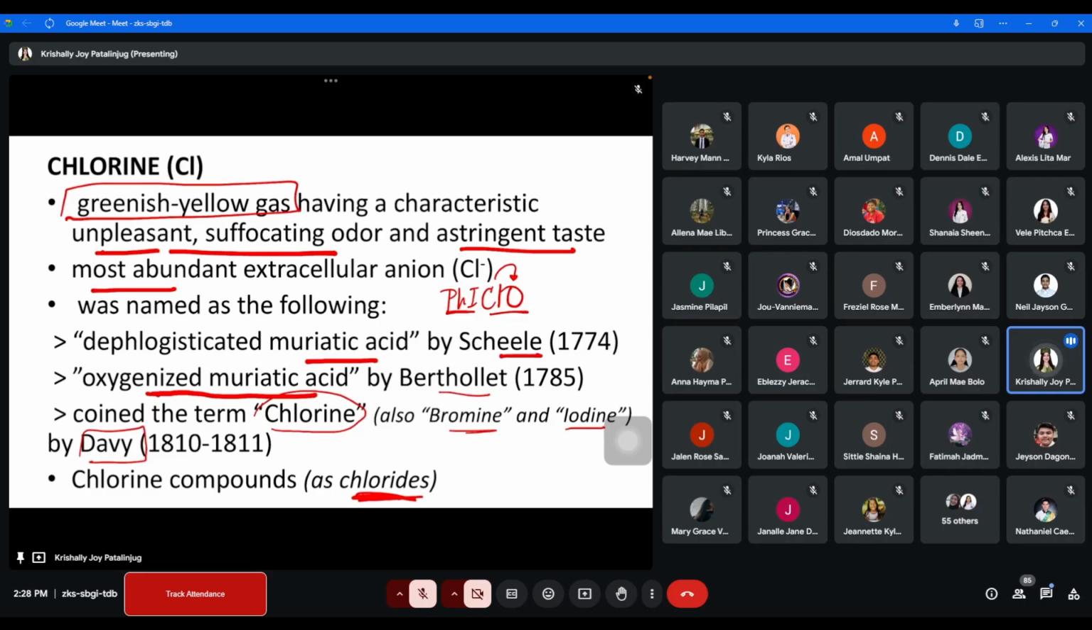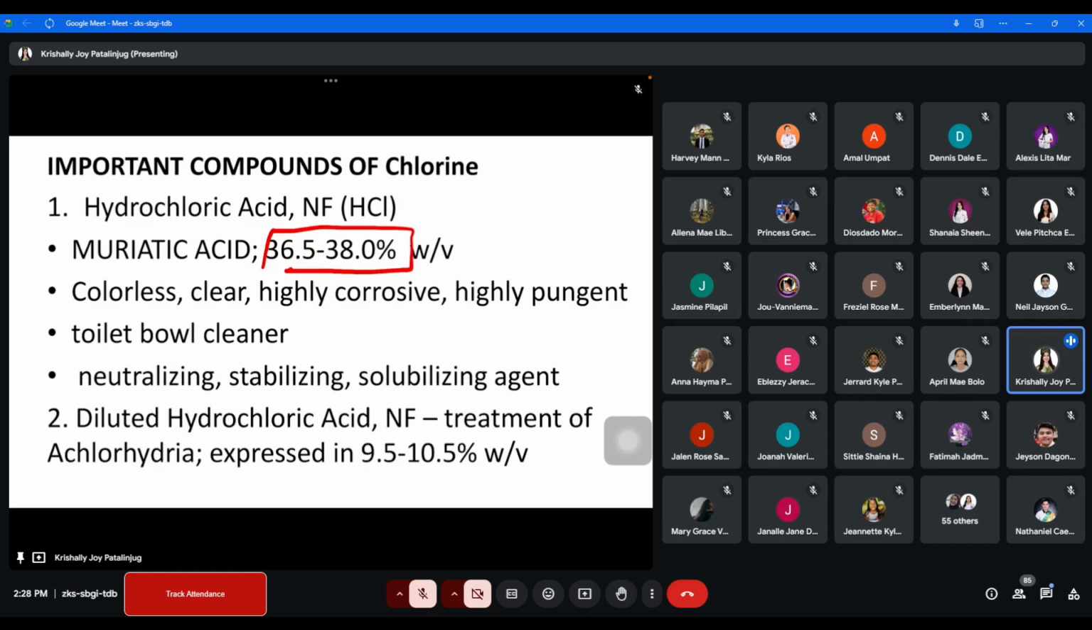Ito na-mention ko to kanina, no? Yung standard na concentration of hydrochloric acid in aqueous solution. It's 36 or 36.5 to 38% weight by volume. Yung news niya, toilet bowl cleaner, di ba? Muriatic acid. Panglimpyo, di ba ni siya? Kasi this is highly corrosive. Okay. So, yung uses niya.